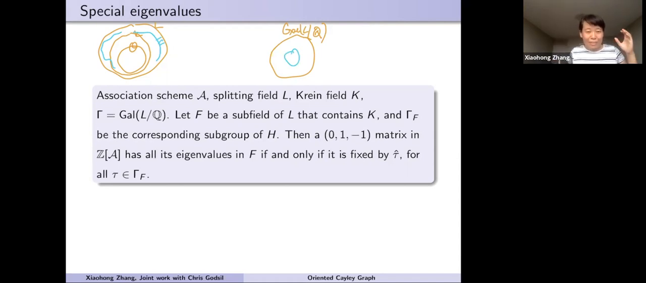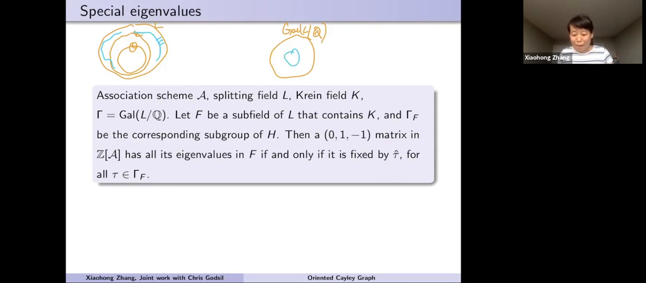As we mentioned, the elements in the Galois group can induce a map on the algebra, and a 0, 1, -1 element has all its eigenvalues in this field if and only if it is fixed by any automorphism induced by elements in this subgroup.